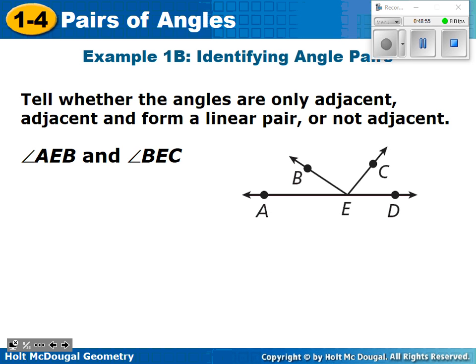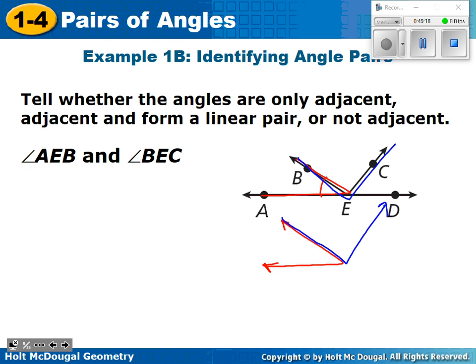So again, I'm going to redraw it. AEB is this angle right here, so I'm going to redraw it down here. And then BEC. BEC is this angle right here, so I'm going to redraw it down here. Now look at those two angles. Do they have a common vertex? Do they have a common side? Are they adjacent? Yes.